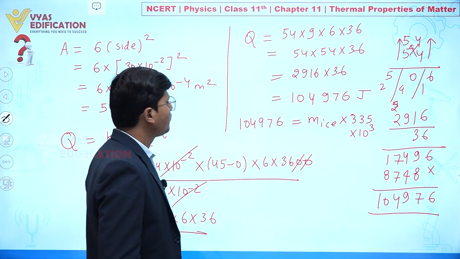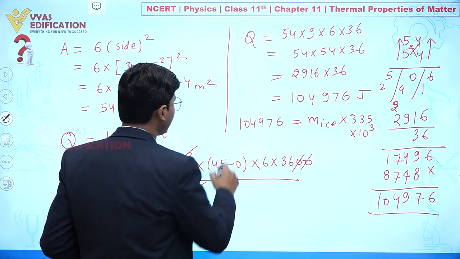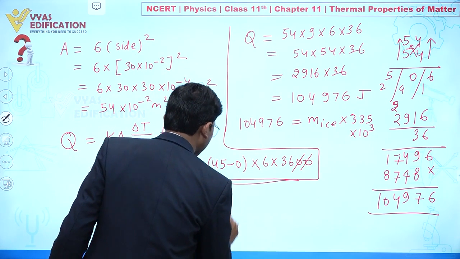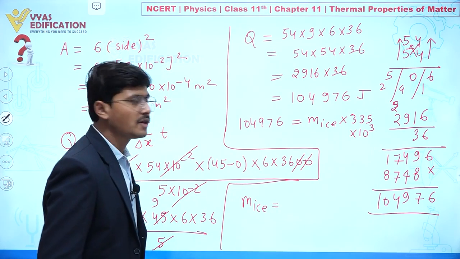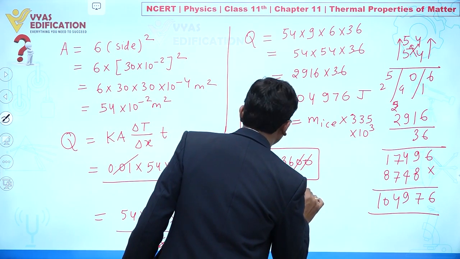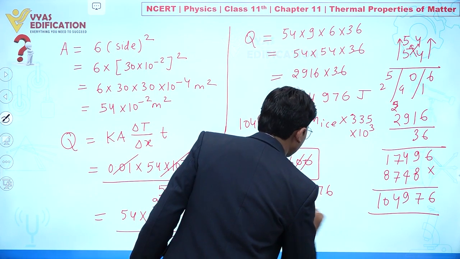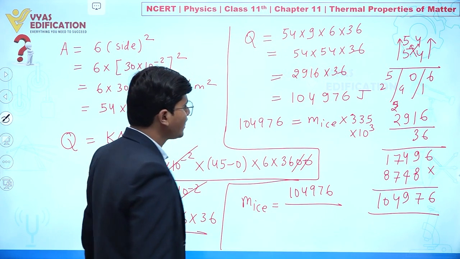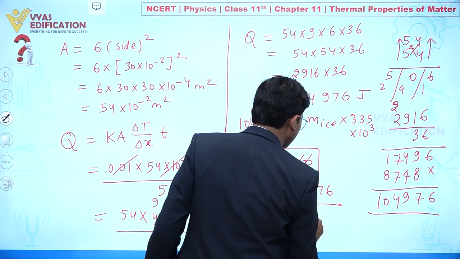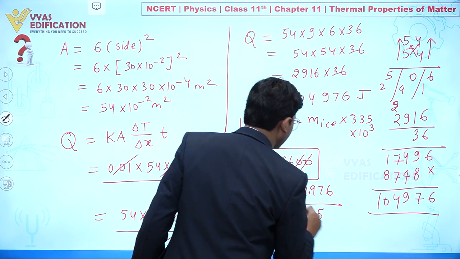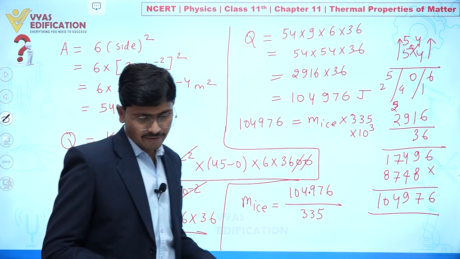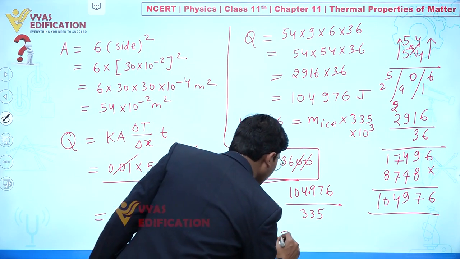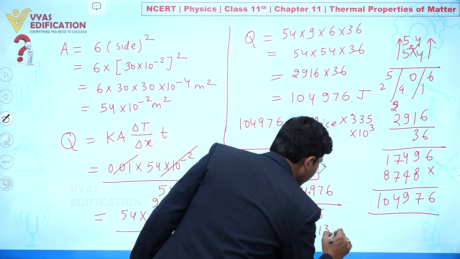So now can we calculate value of m of ice? Yes. So we can calculate like this. Mass of ice is 104976 divided by, now 10 to the power 3, and this is 335. So near about you can say 105 divided by 335. If you solve it, you will find this is 0.313 kilogram.